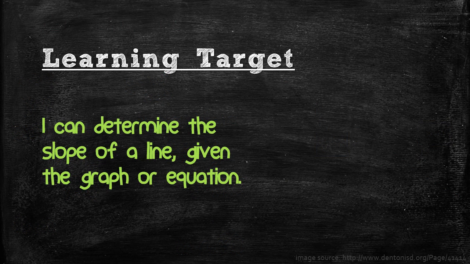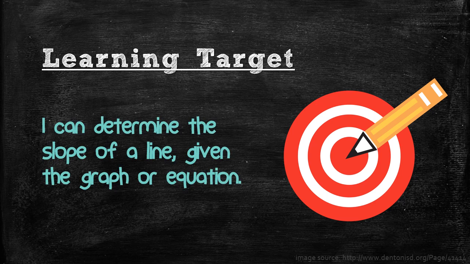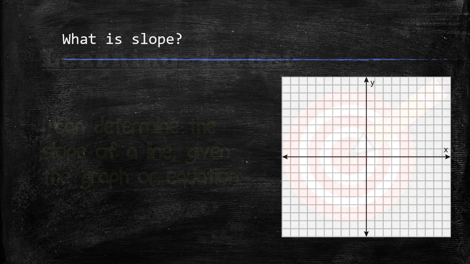Okay, so that takes care of our first 2 learning targets. We learned how to graph a line, finding 2 points, and then we just looked at how to find the x and y intercepts of an equation and then also check them graphically. So the third thing we're going to do is to determine the slope of a line given the graph or the equation. So let's take a look at what this looks like.